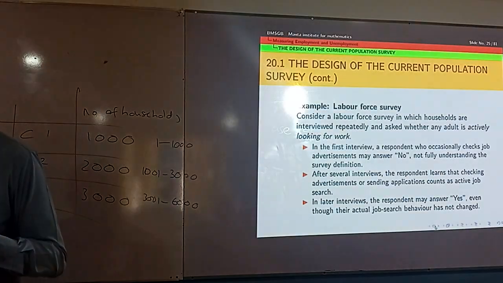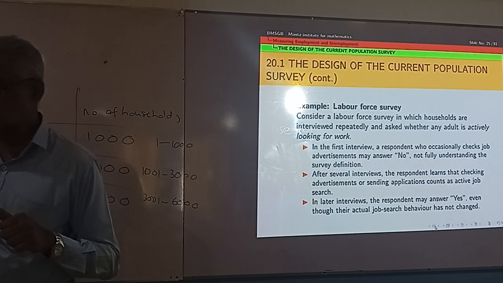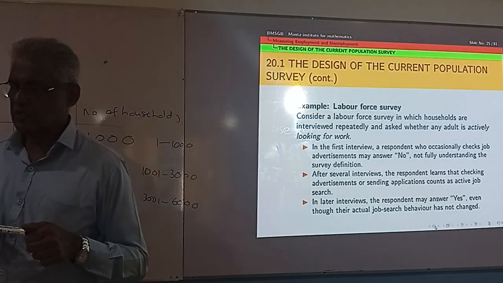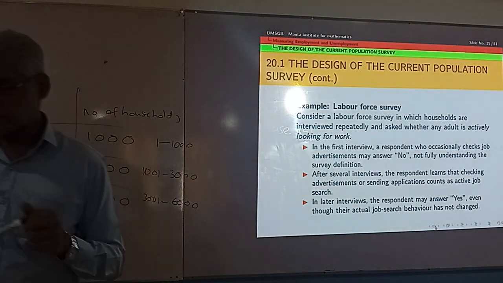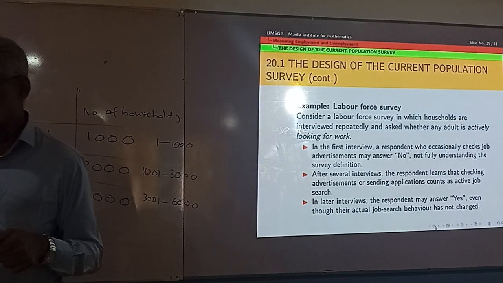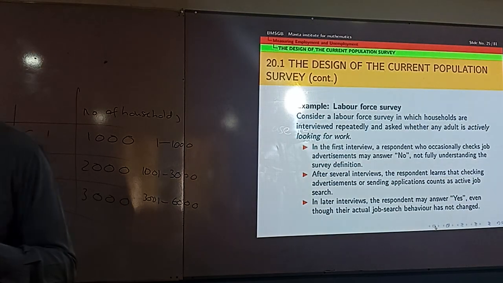Right. After several interviews, the respondent learns that checking advertisements or sending applications counts as active job search. Therefore, in that case, he will say yes, I'm looking for a job, but I don't have a job, and so he will be considered as unemployed. In later interviews, the respondents may answer yes, even though their actual job search behavior has not changed.